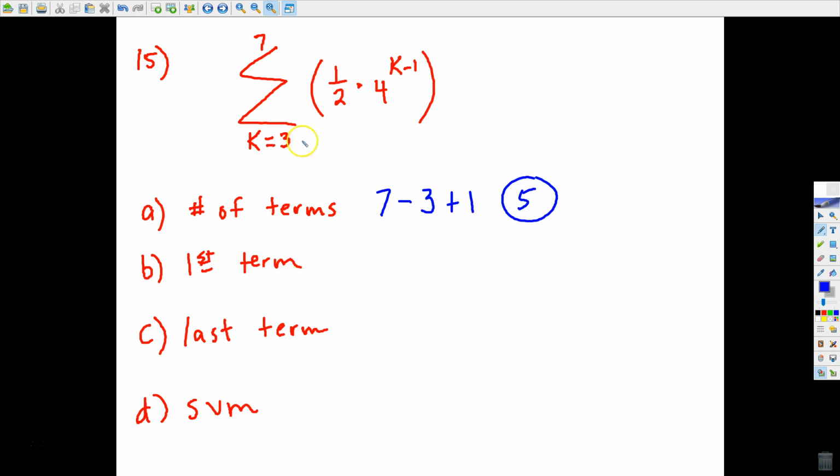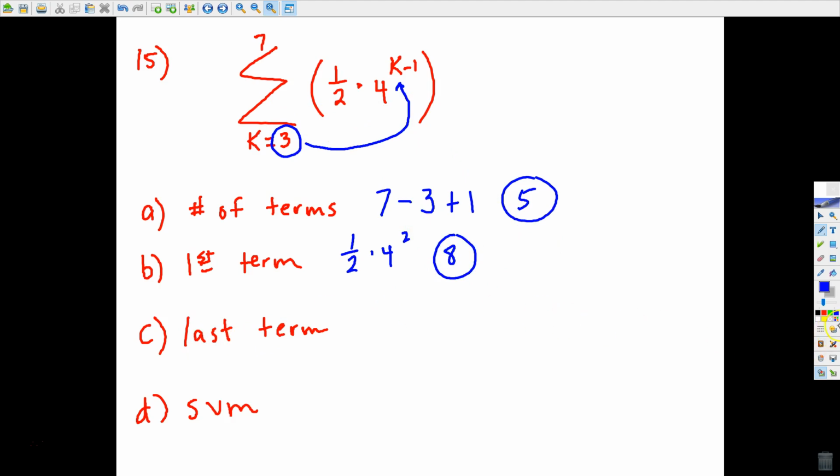The first term can be found anytime by taking the bottom number, in this case 3, and replacing k in this expression and simplifying. Okay, so to find the first term, I'm going to evaluate this. 1/2 times 4 to the second power, 3 minus 1. Okay, 4 squared is 16, and 16 times 1/2 is 8. So the first term in this series is the number 8.